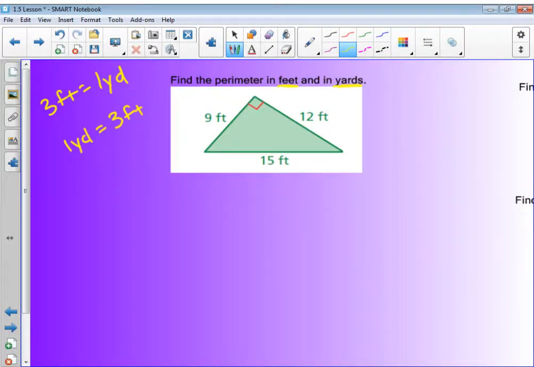Okay, so here it says find the perimeter in feet and yards. Well, the nice thing is the feet are going to be easy. Perimeter is adding around the outside. So 9 and 15 and 12. So 15 plus 12 would give me 27. Plus 9 would give me 36. So I just found out that I have 36 feet. And I need to convert that into yards now.